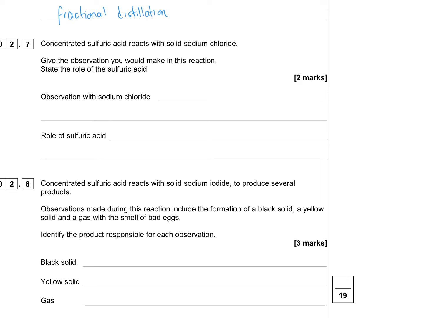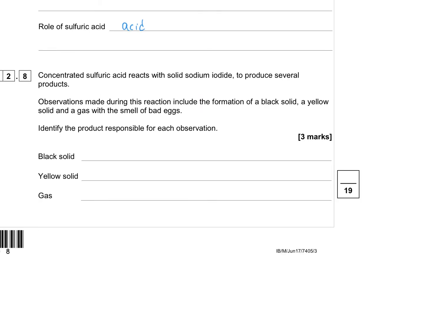Now moving on to inorganic chemistry and looking at the reactions of group 7 halides. So concentrated sulfuric acid reacting with sodium chloride. Remember, it would be an acid-base reaction and you get steamy fumes. But then when it reacts with solid sodium iodide, the iodide is a much better reducing agent, a much stronger reducing agent, so it's able to turn the concentrated sulfuric acid into a mixture of products. You would get iodine, sulfur, and hydrogen sulfide.